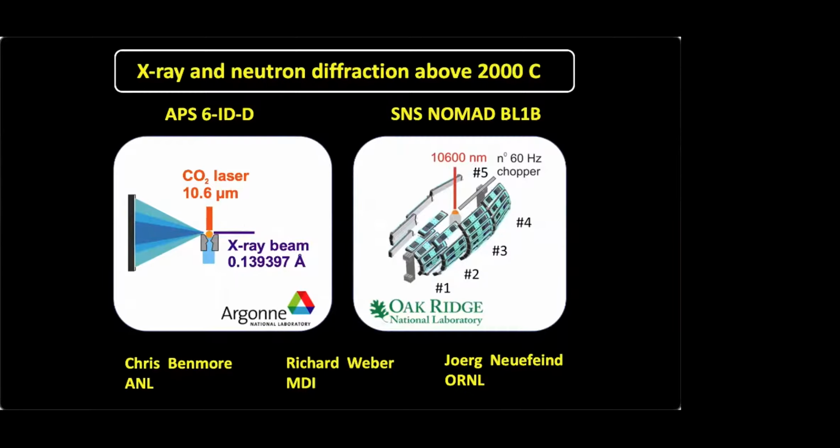Now, aerodynamic levitators with laser heating are available in the user program at the Advanced Photon Source at Argonne National Lab, and at the Spallation Neutron Source at Oak Ridge National Laboratory. And they are operated thanks to the effort of Chris Benmore, a beamline scientist on 6-ID-D, and Jörg Neuefeind, who is one of the beamline scientists at the NOMAD beamline, and Rick Weber, who built these levitators and provides constant upgrades.